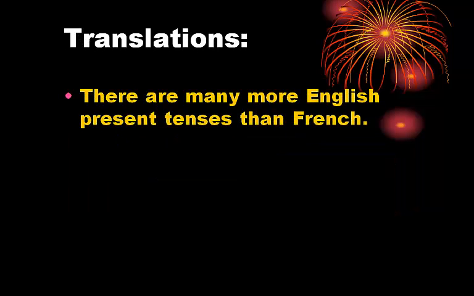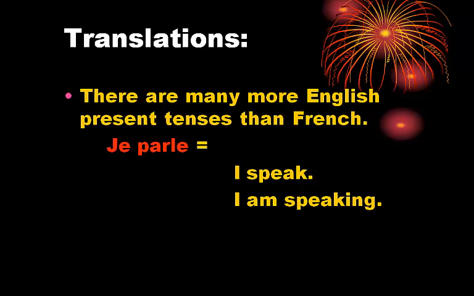It's important to note that in English we have many more present tenses than we have in French. So when you see je parle, there's three different ways that this could actually be translated depending on the context. So je parle can simply be translated as I speak, or it could be translated as I am speaking. The French don't have this present progressive tense, so je parle can just simply be I'm speaking. Or it could be I do speak. So all three of those English translations are the same as just je parle in French.